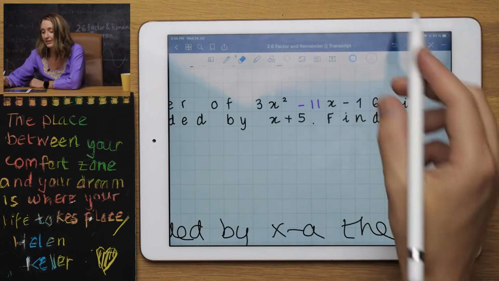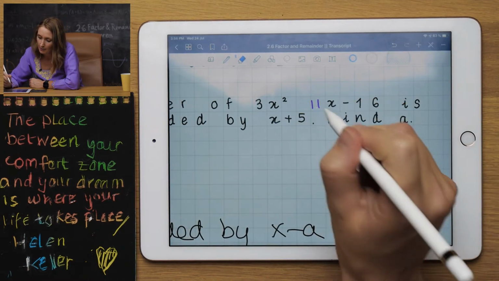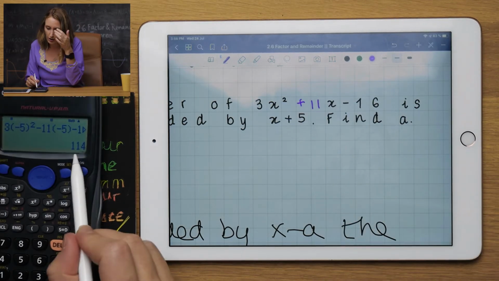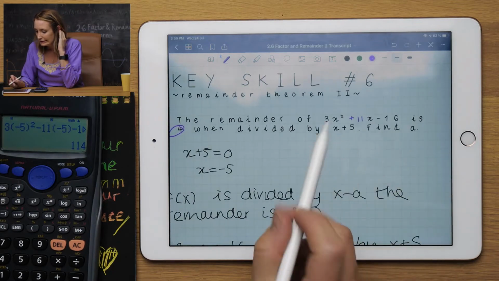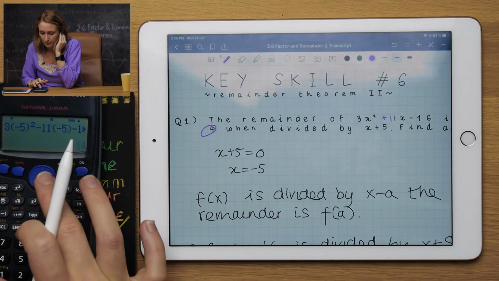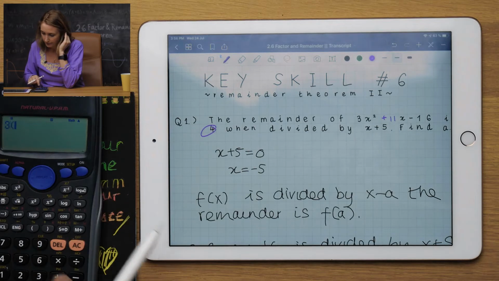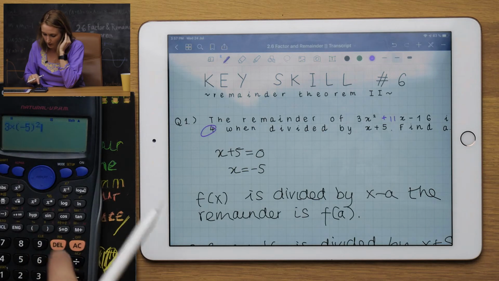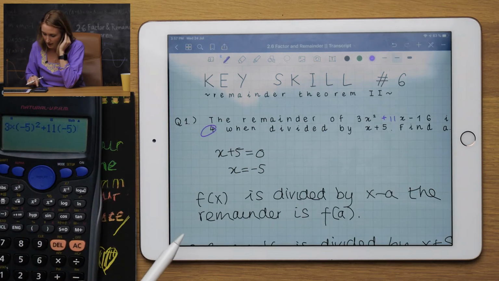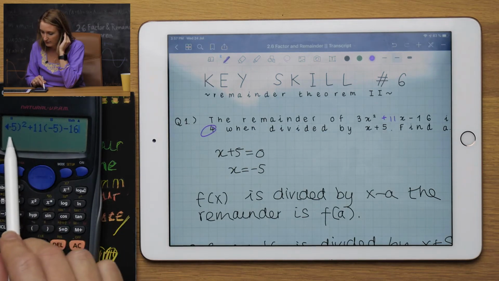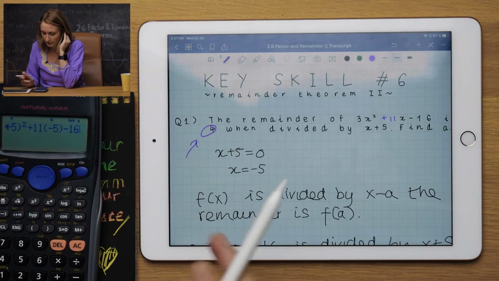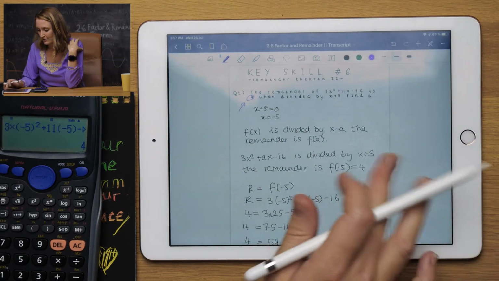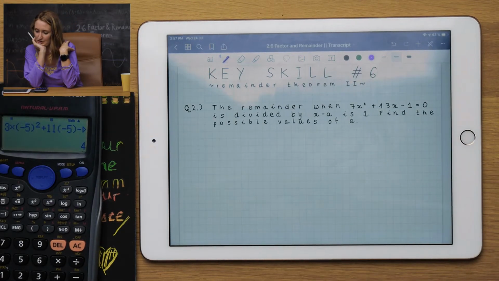You're going to see here that the first time I did this, I had a sign mistake. But that's the great thing about checking, because when I put it all into the calculator, I got 114, and I was like, oh, that's not right. It should be 4. So let's check it now. You want to type it all in. 3 times minus 5 squared plus 11 times minus 5 minus 16. So this is f of minus 5, and it should be equal to the remainder, which is 4. Okay, so now we're golden. That one's finished. Let's have a look at question 2.